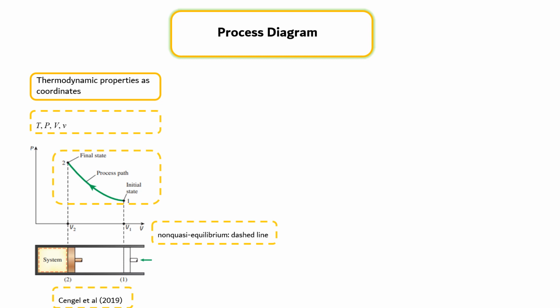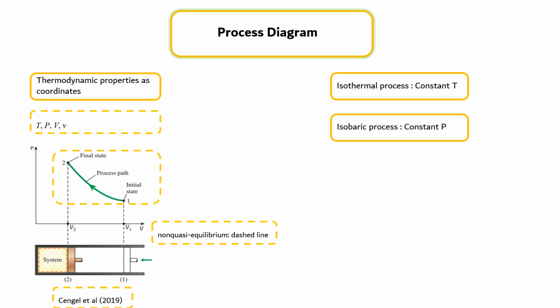The prefix iso is often used to designate a process for which a particular property remains constant. An isothermal process, for example, is a process during which the temperature remains constant. An isobaric process is a process during which the pressure remains constant. An isochoric process is a process during which the specific volume remains constant.